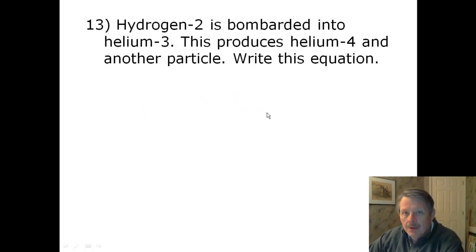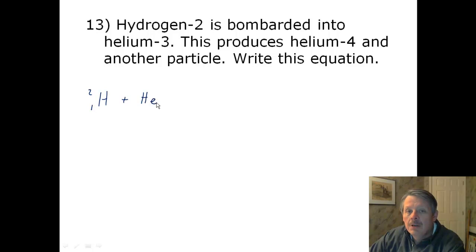Okay, hydrogen 2. That's deuterium, bombarded with helium 3, and that's 2. This produces, let's see, I've got 5 on top and 3 on the bottom. So it produces helium 4, that's 4 and 2, plus, well, I've got 1 extra and 1 extra, so that must be hydrogen that I'm producing.